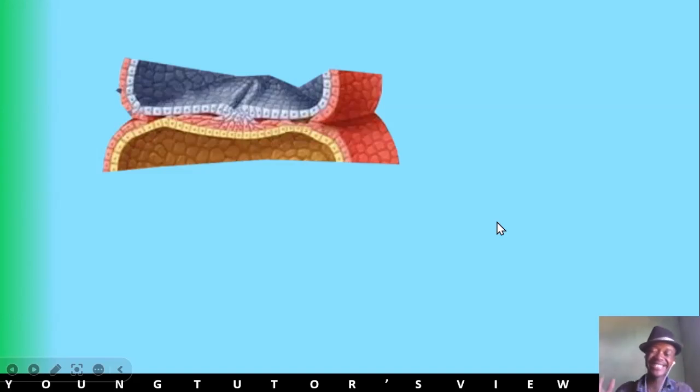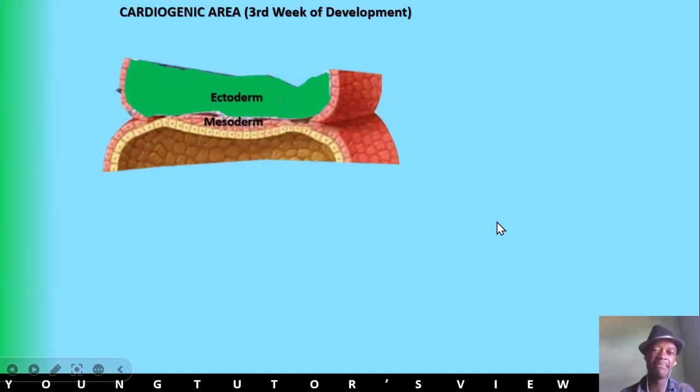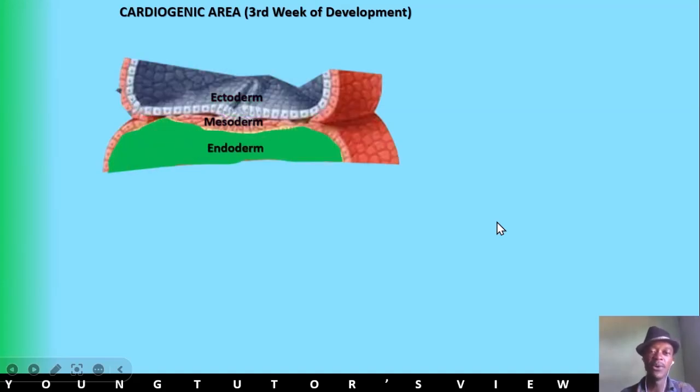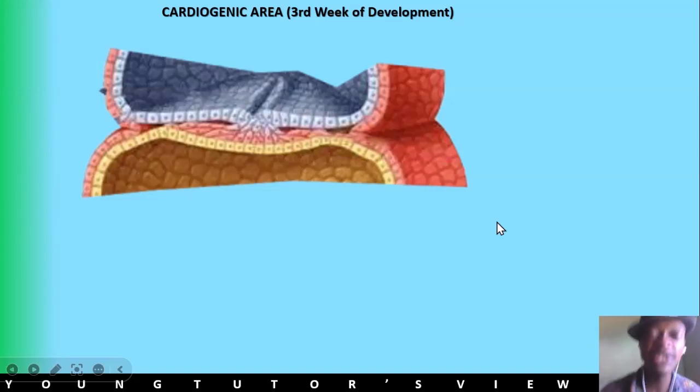Okay, so let's start by seeing where the cardiogenic area is on the gastrula or the trilaminar disc. So the cardiogenic area in the third week of development is going to be on the mesoderm, just between the ectoderm above and the endoderm below. So let's begin by bringing this illustration closer so that we see parts of the mesoderm and where exactly the cardiogenic area is going to develop.